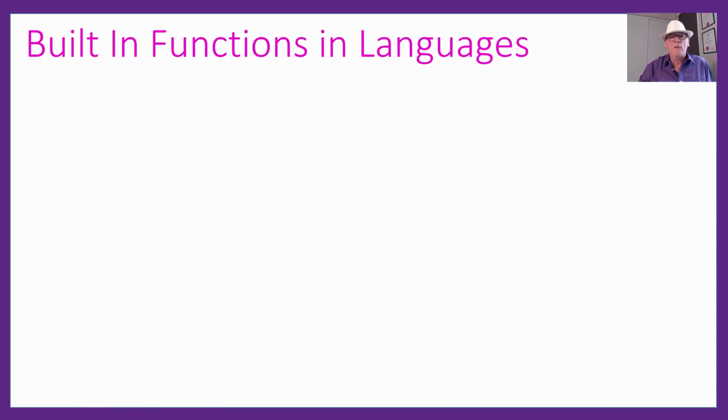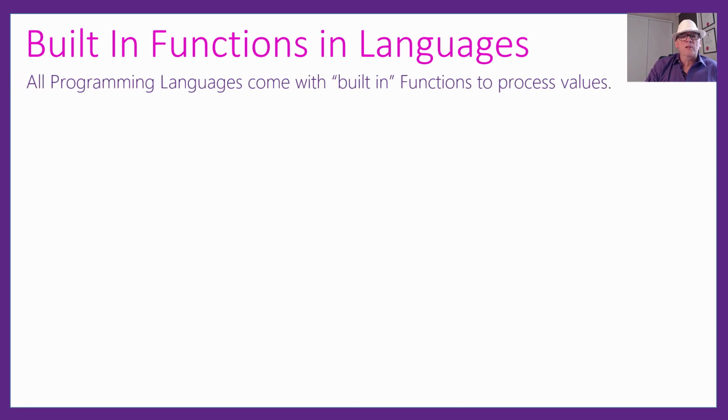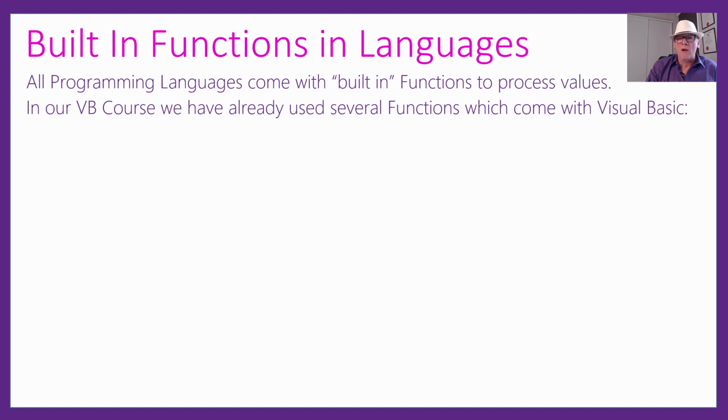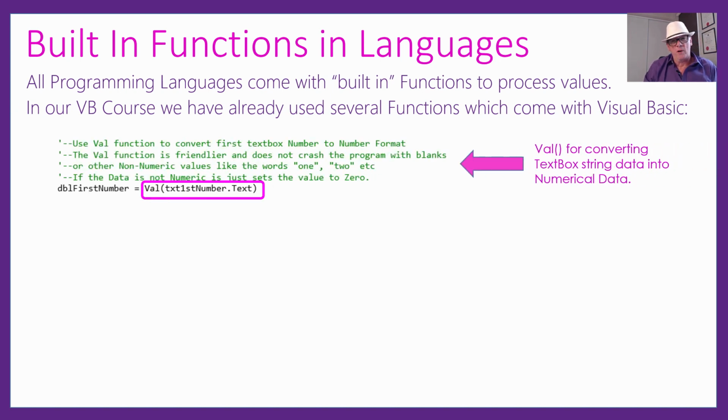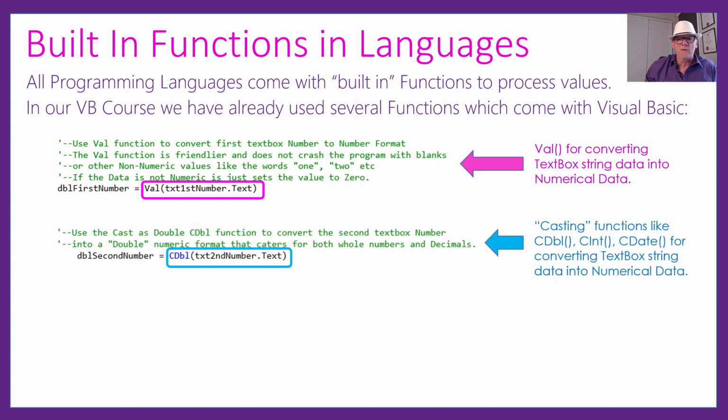So we've already looked at some functions in Visual Basic. There are built-in functions in most programming languages, and they really help you out with things you need to do. We've already looked at the VAL function in a previous lesson, and that was when you had something coming in off your form that's text, and you need to change it into a number to do some mathematics on it. And its kind of friend there is the casting function, so we could cast something as a double.